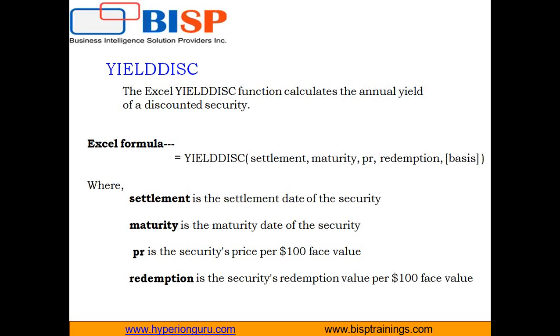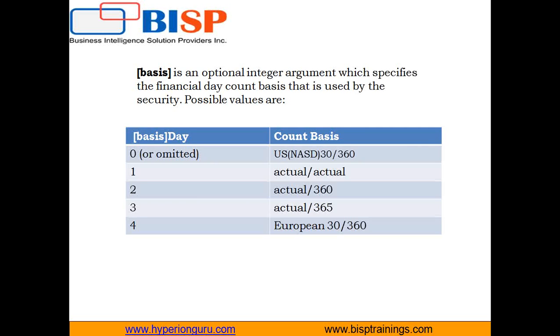Next is the price, and that is the amount that you pay per $100 face value for the bond. Next is the redemption value, that's almost always going to be $100, but it doesn't have to be. Next, we have the basis, and basis refers to the way that you count days in a month and in a year. Basis 0 is the North American standard and says that every month has 30 days, and therefore there are 360 days in a year.